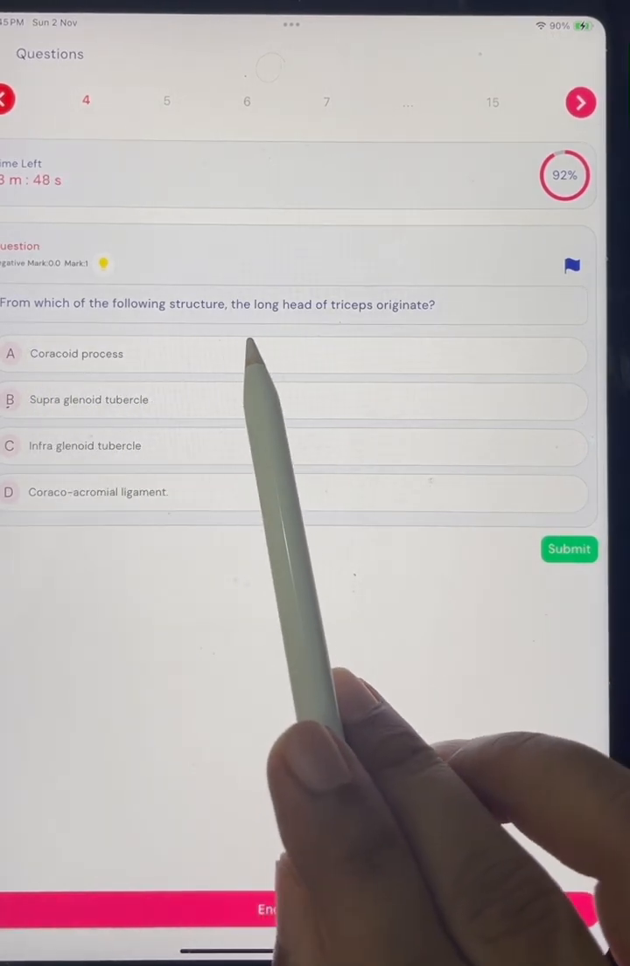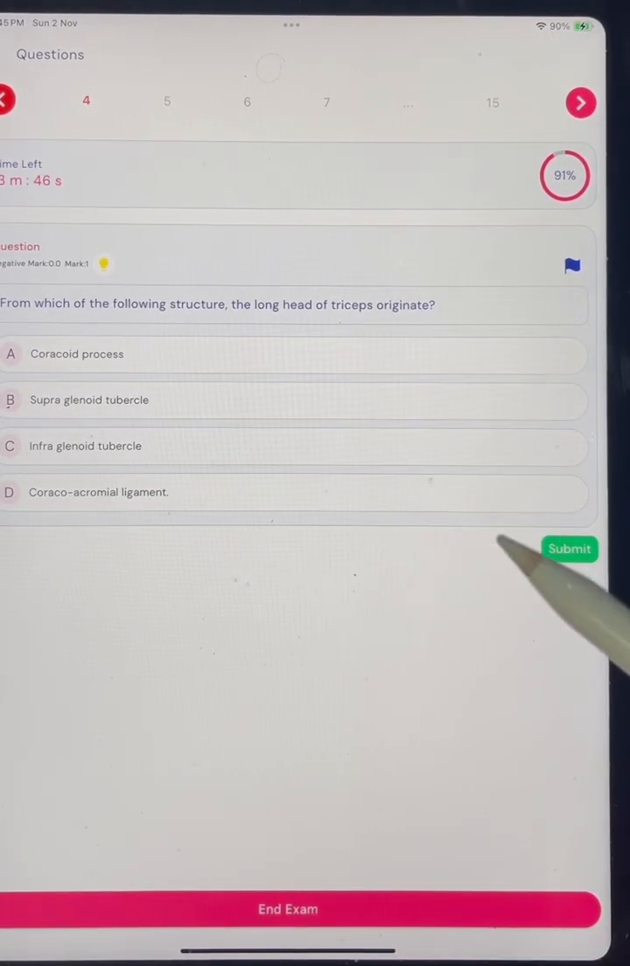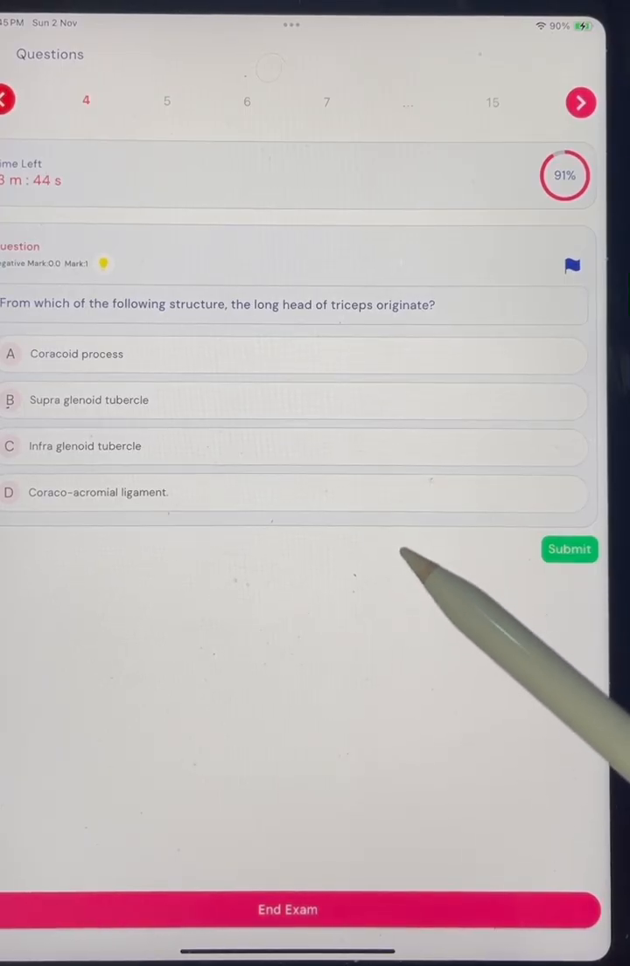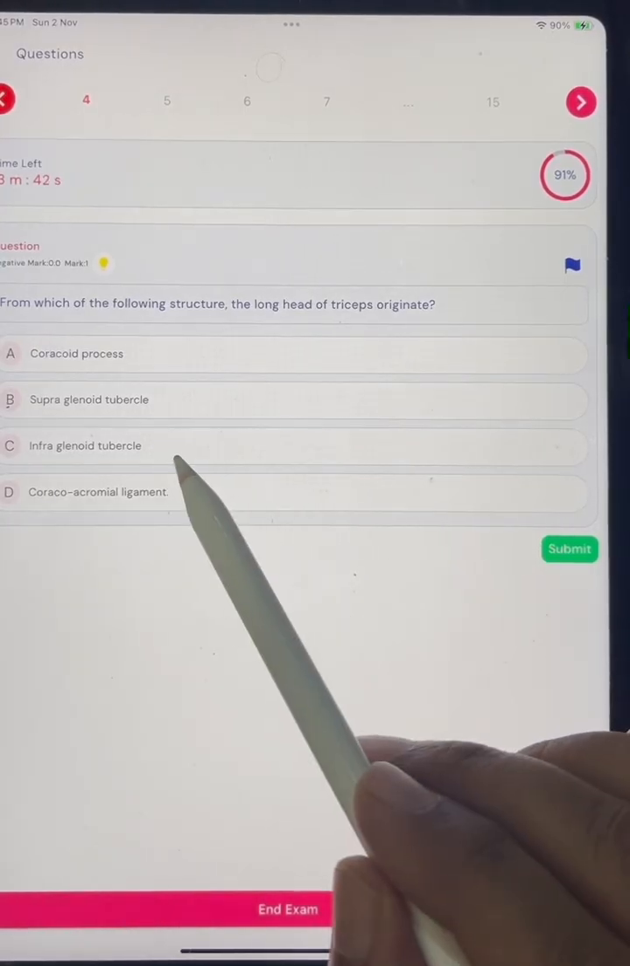From which of the following structures does the long head of triceps arise? The long head of biceps is from the supraglenoid and triceps from the infraglenoid tubercle.